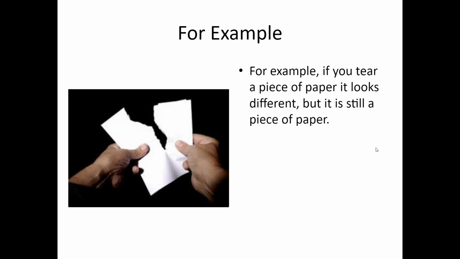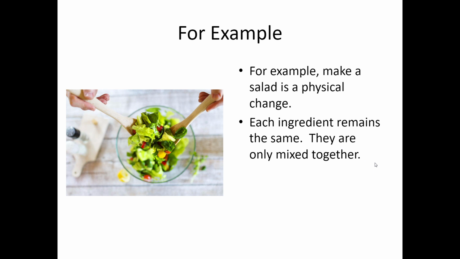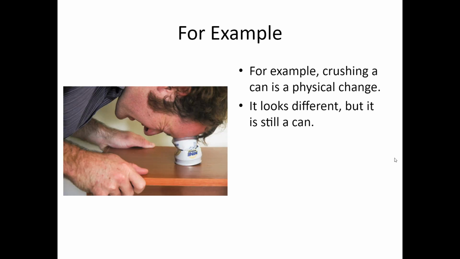For example, talking about physical changes of matter, if you tear a piece of paper, it looks different, but it is still a piece of paper. That's an example of physical change. For example, a salad is a physical change. Each ingredient remains the same. They are only mixed together. So any kind of mixture would be a physical change. For example, crushing a can is a physical change. It looks different, but it is still a can.